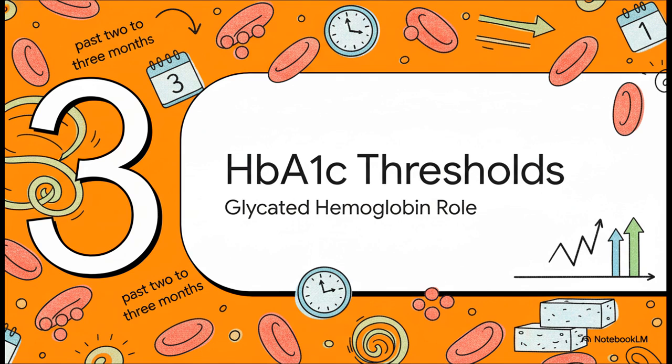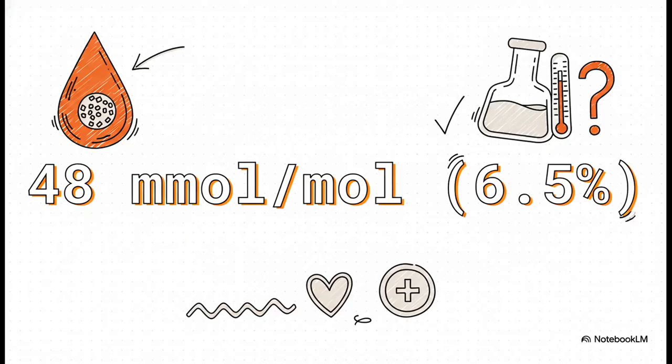Right, let's move on to our other major diagnostic tool. Section 3, HbA1c diagnostic thresholds. This test is fantastic because it gives us a window into the last 2 to 3 months of a patient's glycemic control. It's really become a cornerstone of how we diagnose diabetes today. And the magic number for HbA1c is 48 millimoles per mole. That's the same as 6.5%.